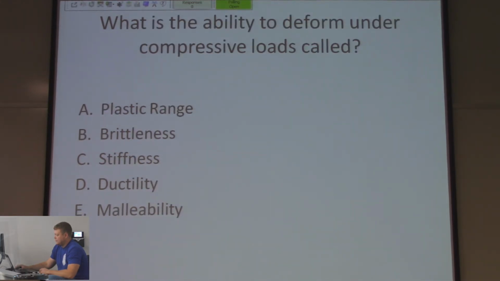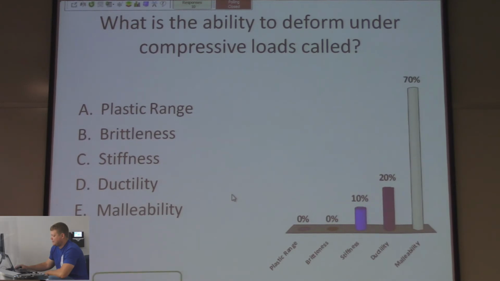What is the ability to deform under compressive loads called? Also known as the ability to be pounded into a shape. 70%. Malleability. Ductility is kind of correct, it's close, but malleability is the best answer here.